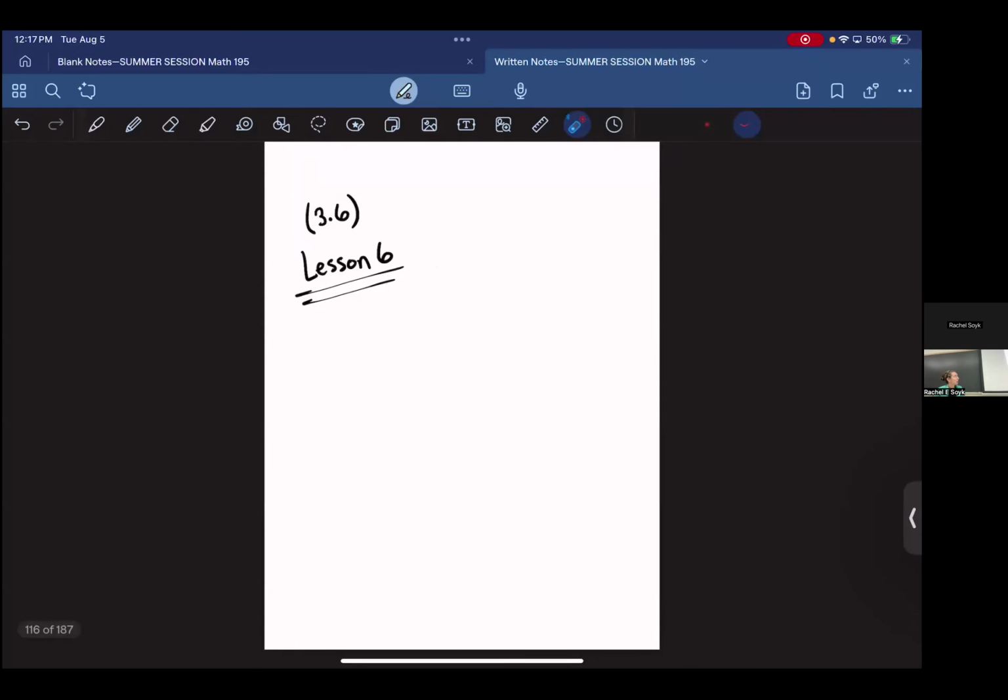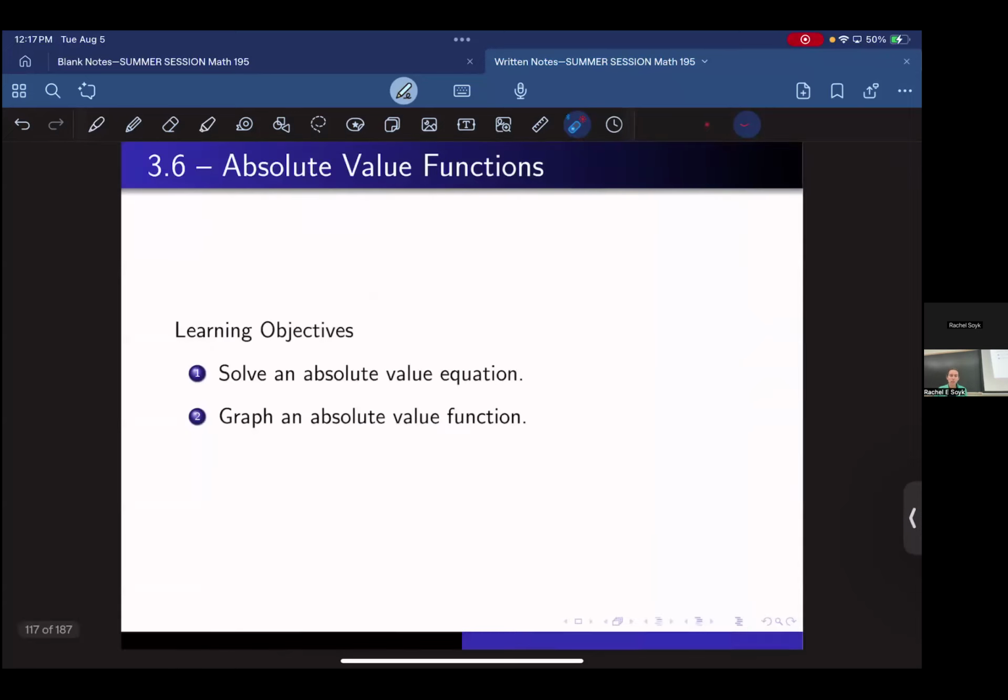So we're going to start our 3.6 now, which is dealing with our absolute value functions. This is a very short section, and you've learned a lot about absolute value in Math 190, so it's really just a lot of review from that. Our two objectives in this section are being able to solve an absolute value equation and then being able to solve an absolute value function.